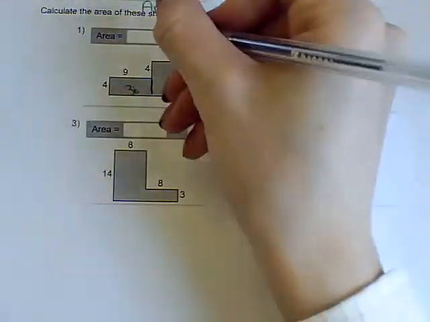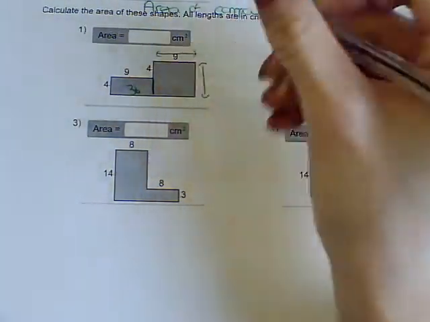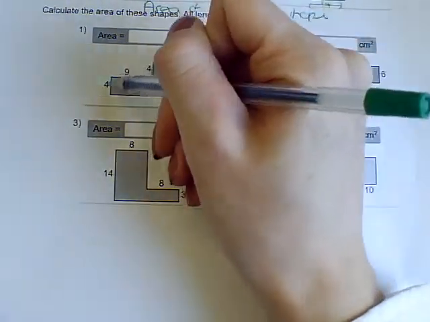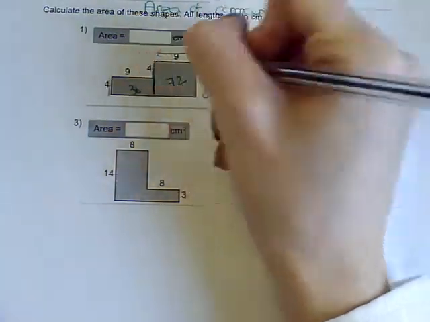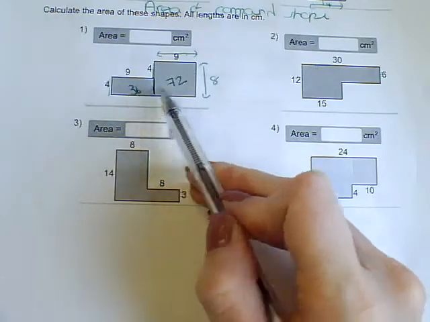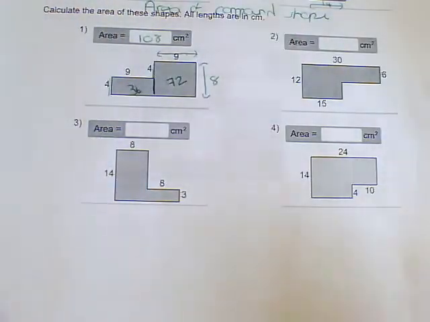And then our next rectangle, length is 9, breadth will be 4 plus 4, which is 8. So 9 times 8 is 72. And then we need to total those, 36 plus 72, 108 centimetres squared.